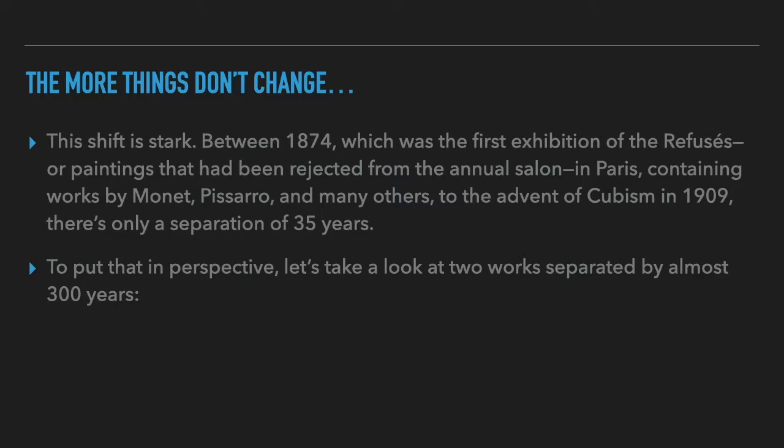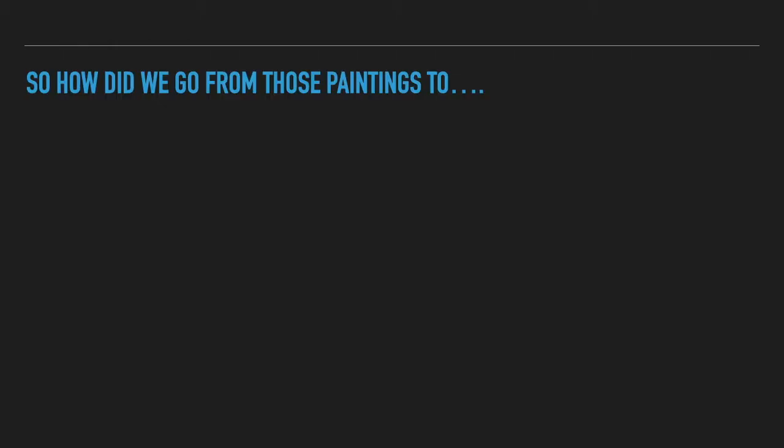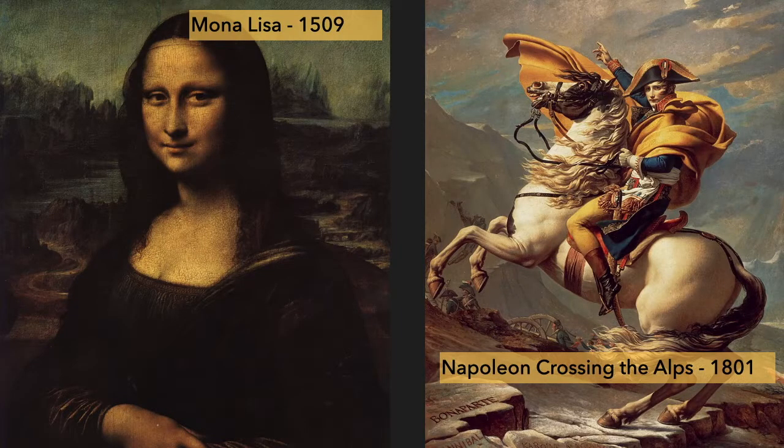Now, to put that in perspective, let's look at two works separated by almost 300 years. The left is, I shouldn't have to tell you what the left is, Mona Lisa by Leonardo da Vinci. Napoleon Crossing the Alps in 1801 by, if memory serves, Jacques-Louis David, who painted the, I believe this one. No, that's Delacroix. I'm stupid. Anyway, Jacques-Louis David painted Napoleon Crossing the Alps.